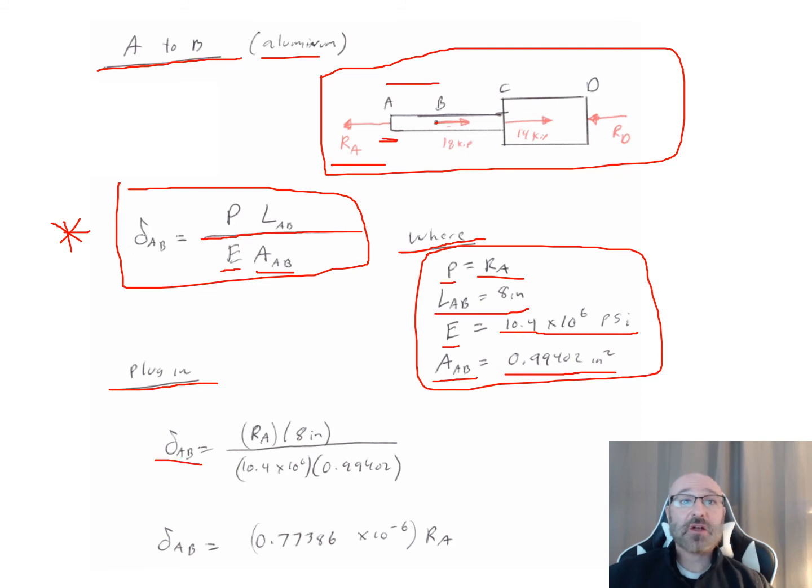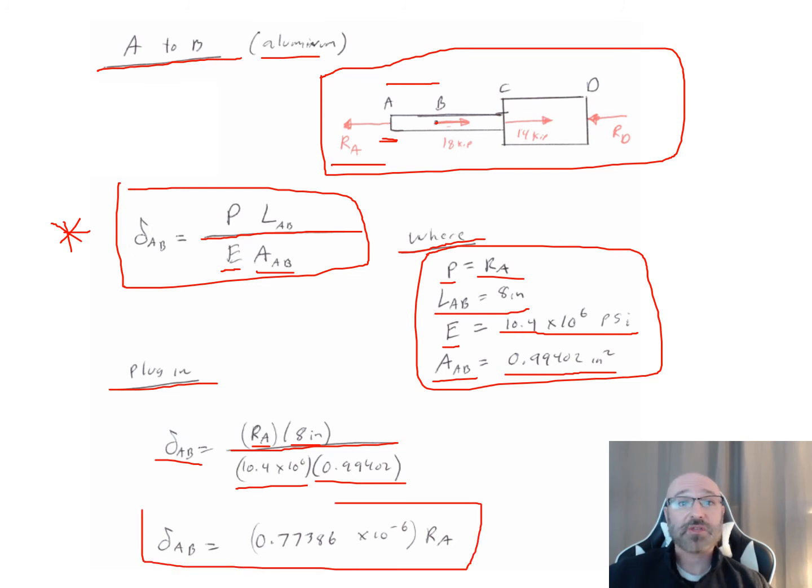I see that my delta of AB is equal to, on the top right here for my load, my RA, that reaction force at A that I'm going to be looking for. I have the length of AB, which is 8 inches. I have my modulus of elasticity, which is 10.4 times 10 to the 6 psi for aluminum. And I have my area of AB, which I've just calculated to be 0.99402. Plug these all in, solve them out, do my unit analysis, double check.